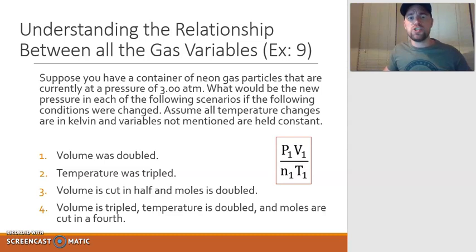Suppose you have a container of neon gas particles that are currently at a pressure of 3.00 atmospheres. What would be the new pressure in each of the following scenarios if the following conditions were changed? Assume all temperature changes are in Kelvin, which is good for us, and that any variable not mentioned is held constant.